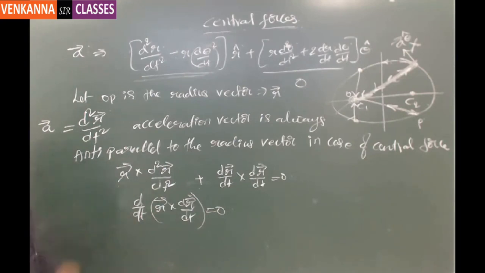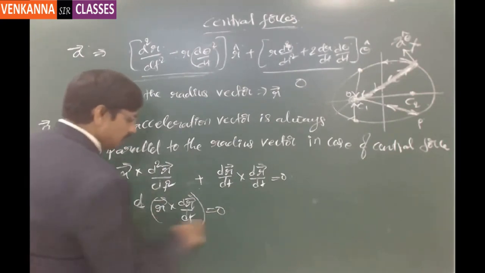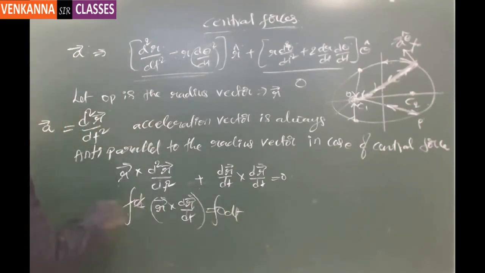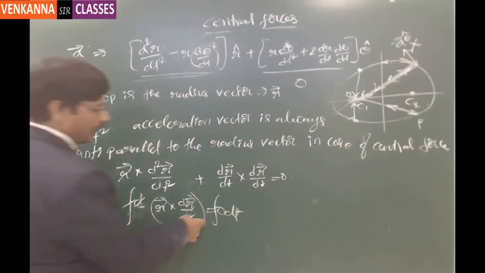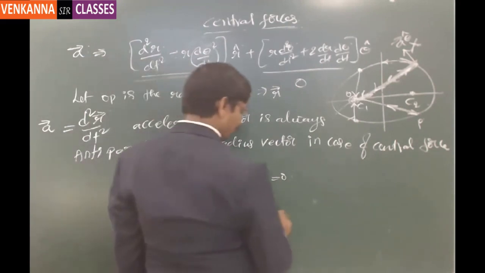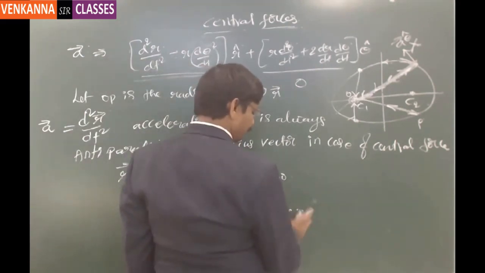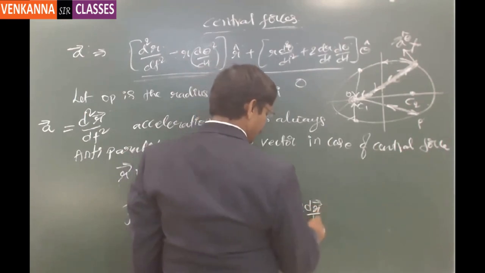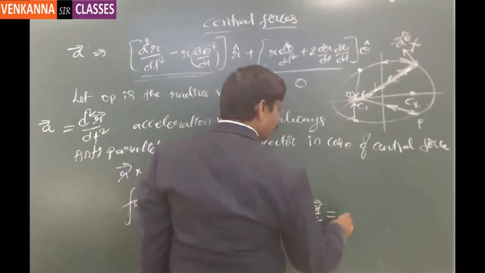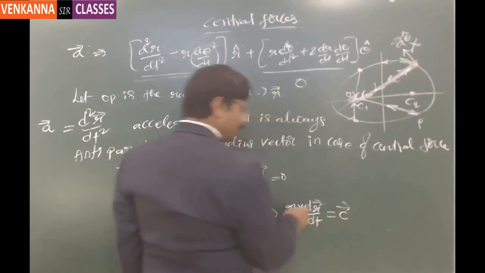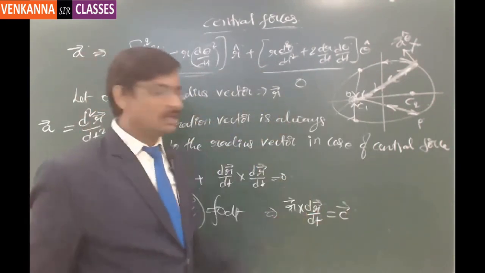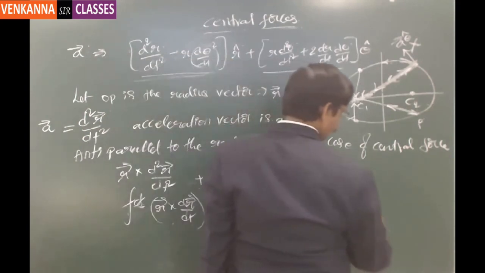Now from this relation, if I take this dt to the other side and then integrate on either side, this being an exact differential, r cross dr by dt is going to be a constant. And this is a constant and it is a vector. Hence this is a constant vector.